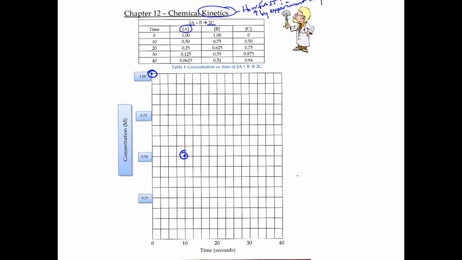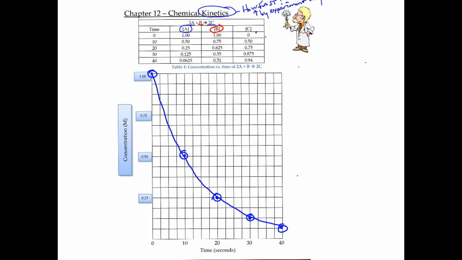And then we're going to have a 0.25 at 20. And at 30, we're going to have a 0.125. And lastly, we're going to have a 0.0625 at 40 seconds. So if you wanted to attach these with a smooth curve of best fit, you would see that this roughly goes like that. Okay, let's take a look at letter B and see what's happening with the B.